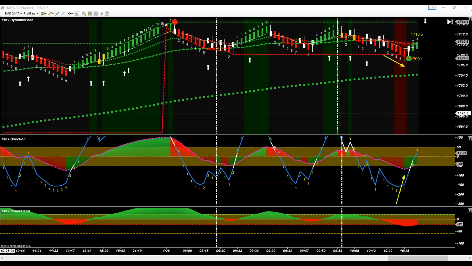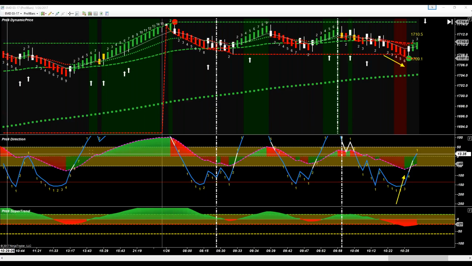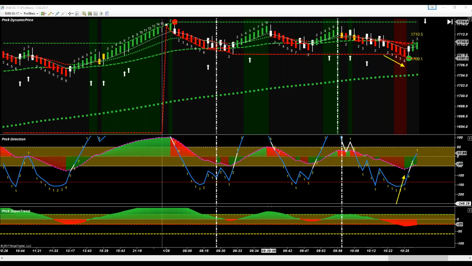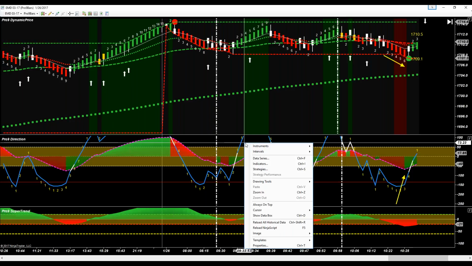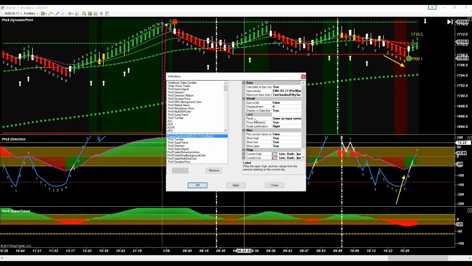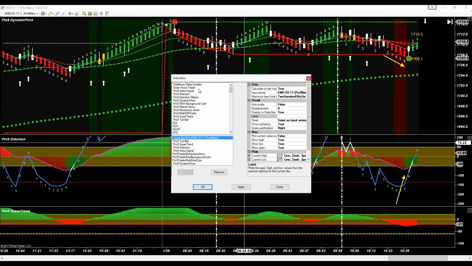All right, a question from Kwong. Can you show me how to change green histogram when it goes up and red when it goes down setting? Thanks. Yep, so if you want to change any of the indicator settings, you'll right-click on the chart, go to Indicators. These are all of the available indicators. All ours are Pro9. These are all the standard indicators in NinjaTrader. These ones in the box below will be all the ones that are currently loaded on the chart.